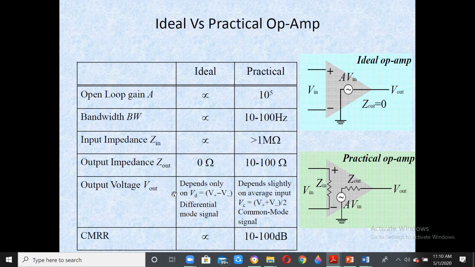The output voltage Vout depends only on Vd, that is V plus minus V minus, the differential mode gain. It will not depend upon the common mode gain. In the ideal case it does not, but in practice it depends slightly on the average input, that is the common mode input, which will slightly vary. So hence we have a CMRR value equal to infinity in the ideal case, but here it will not be infinity. It might be approximately 10 to the power of 5 or 10 to the power of 6. So that is what is given over here, 10 to 100 dB of CMRR.